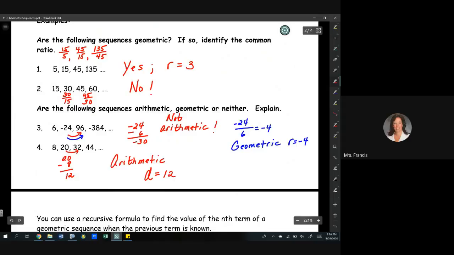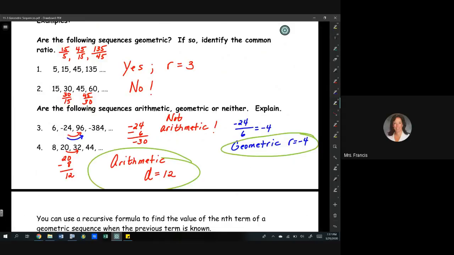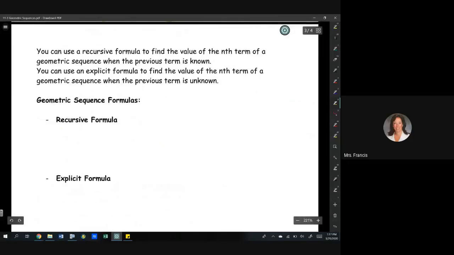So for number 3, we had a geometric with a common ratio of negative 4. And for number 4, we have an arithmetic sequence with a common difference of 12. All right, we're going to write some formulas down. If you recall, I made a point in the last lesson about recursive formulas meaning that you're going to need to know the previous term if you're going to use a recursive formula, versus an explicit formula where the previous term is unknown. All right, let's write these down.